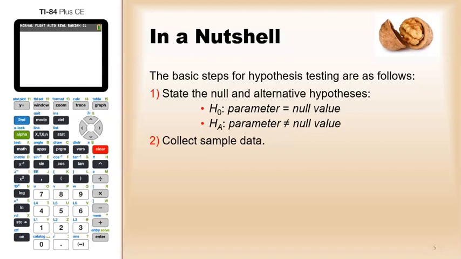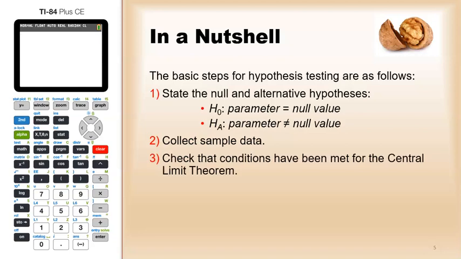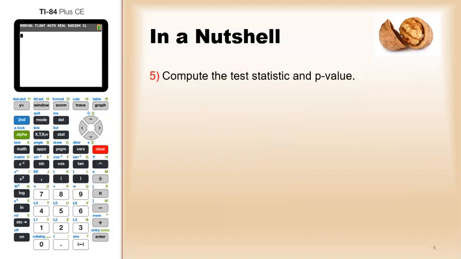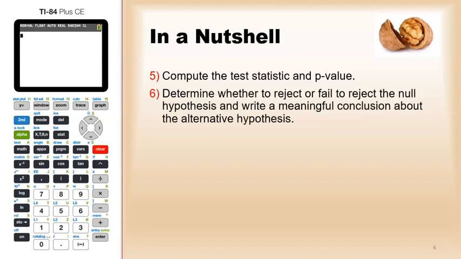From there, we'd collect sample data, and for the most part, this is going to be done for you. After that, we check the conditions have been met for the central limit theorem. Recall, those conditions are generally in the form of sample size and randomness. From there, we compute the point estimate and standard error. Then we compute what's called the test statistic and use that to find the p-value. Test statistic would be something new for us, and we'll get to that later in this lesson. Depending on that p-value, we would either reject or fail to reject the null hypothesis, and from there we would write a meaningful conclusion about the alternative.